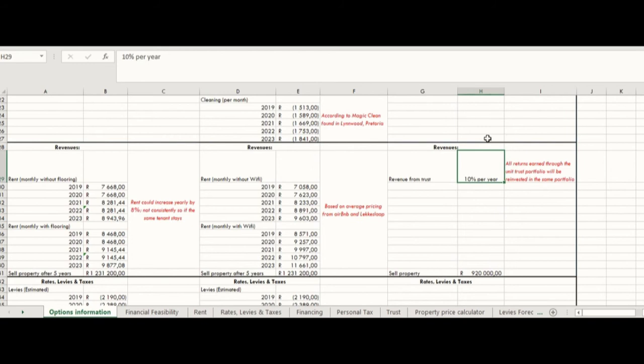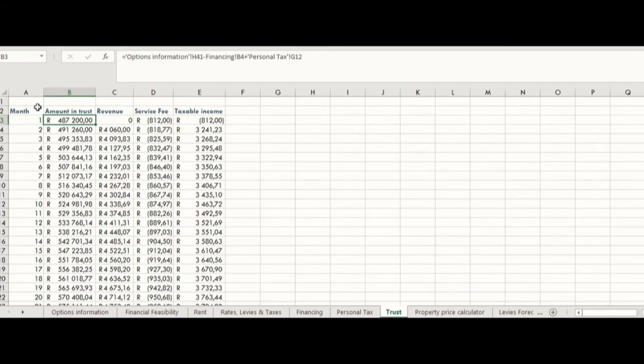To find the revenue for option 3, we go to the trust tab. After finding the amount we invest, this is calculated by taking the 920,000 Rand we sold the apartment for, subtracting the mortgage we paid off and the capital gains tax. We can then find the percentage increase per month. This is then a 10% increase divided by the number of months.